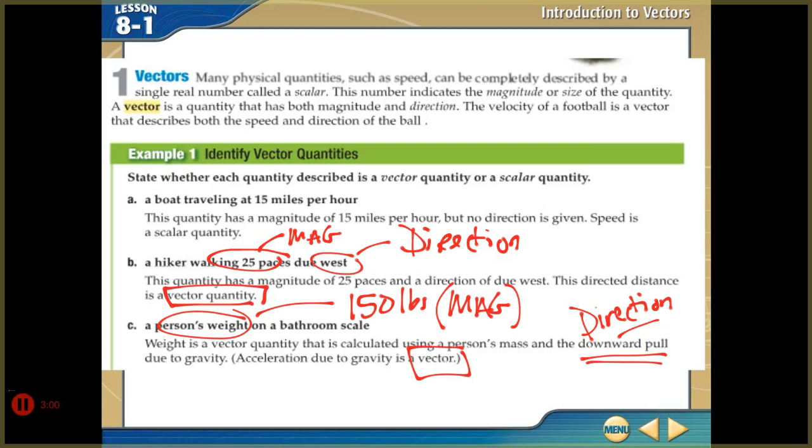So again, we were looking at vector versus scalar. A scalar is just a value, like 25. A vector is going to have that scalar part, and it's also going to have a direction attached to it.